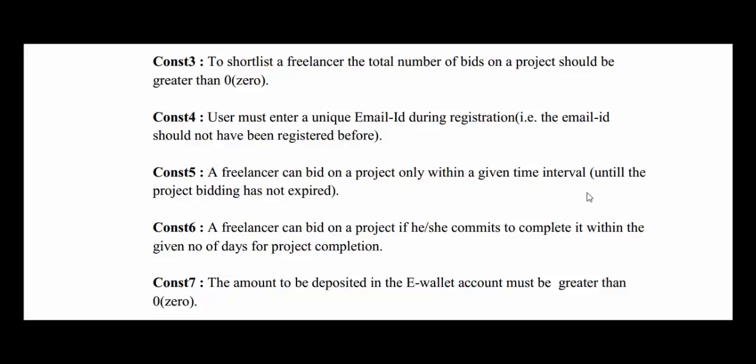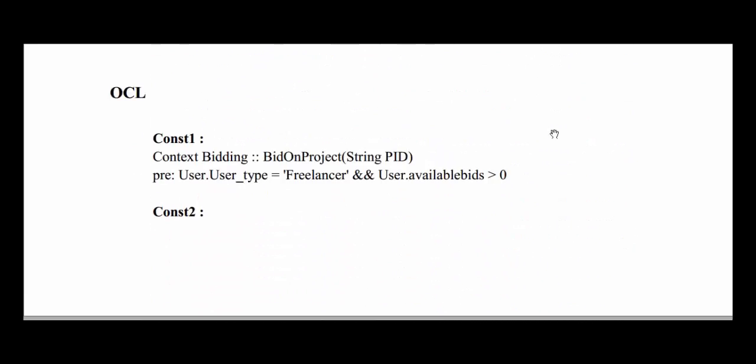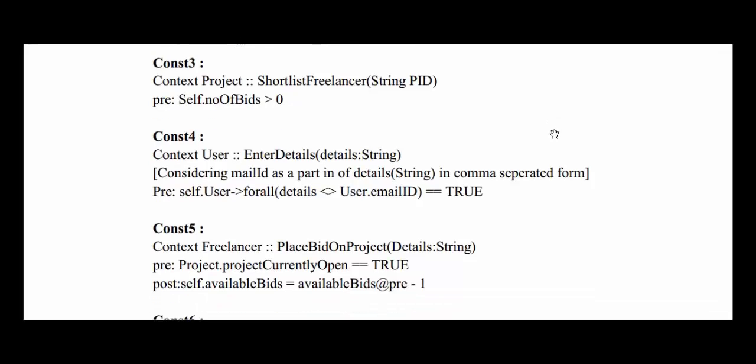The next constraint is: to shortlist a freelancer, the total number of bids on a project should be greater than 0. The answer of that would be context project shortlist freelancer, which is the method of class project. Self dot number of bids greater than 0. Number of bids should be greater than 0.